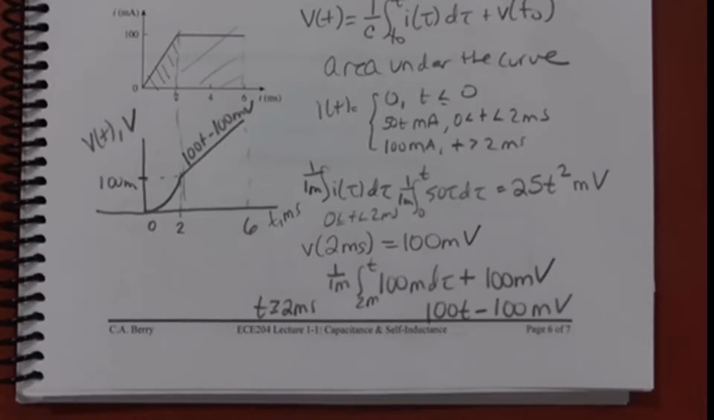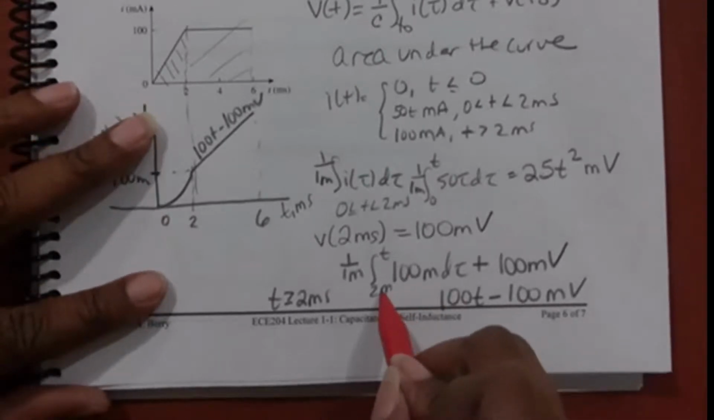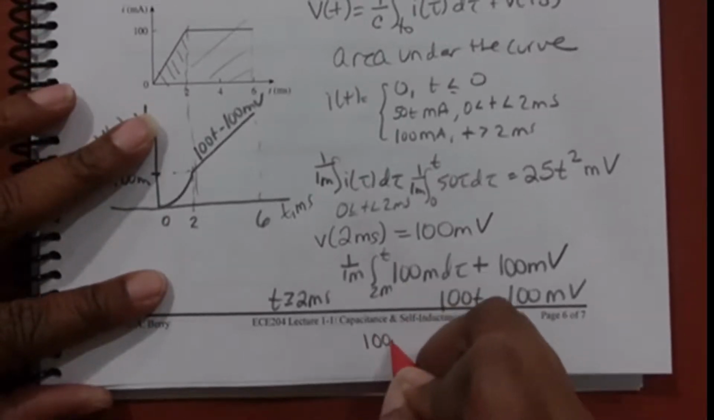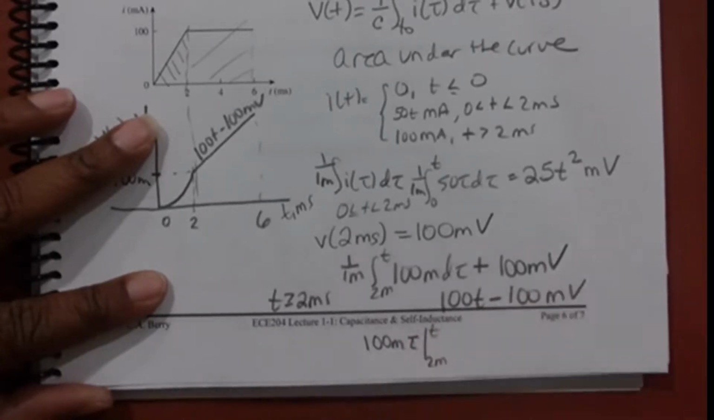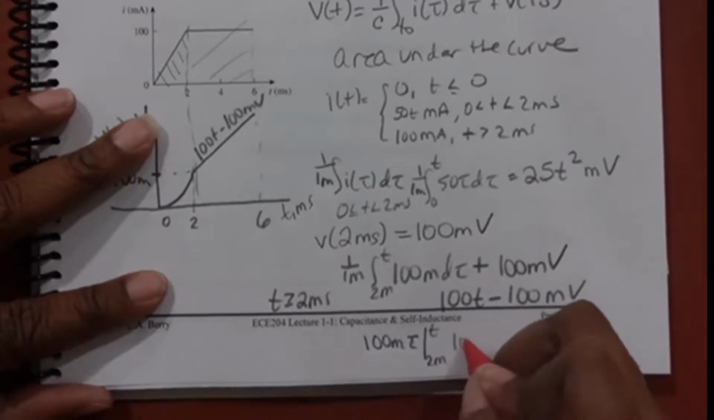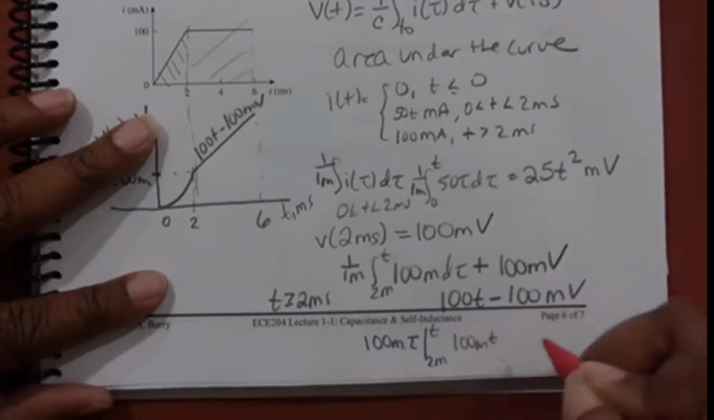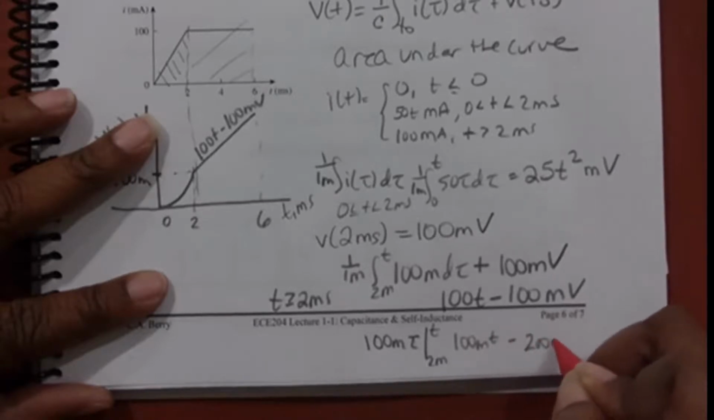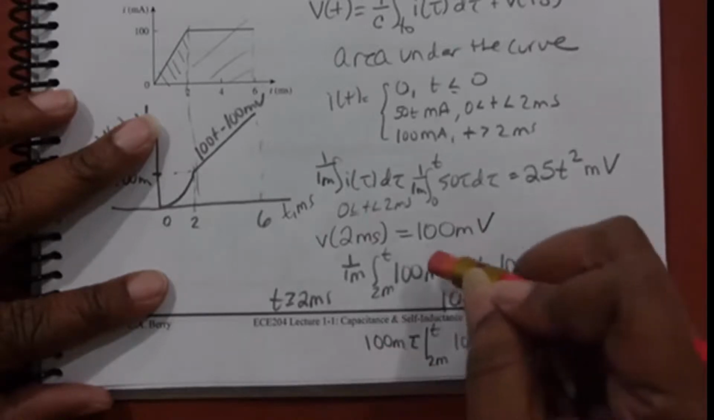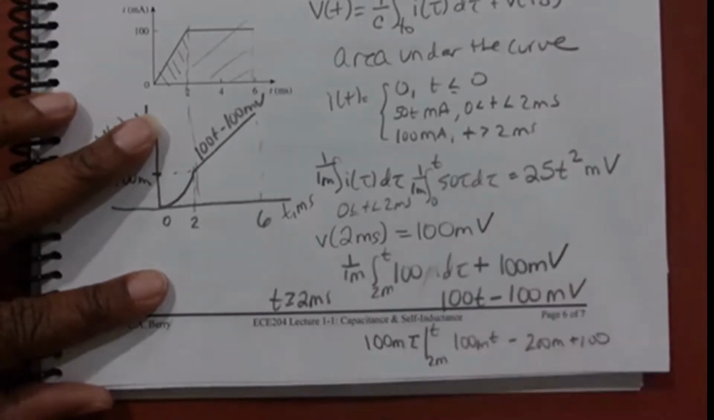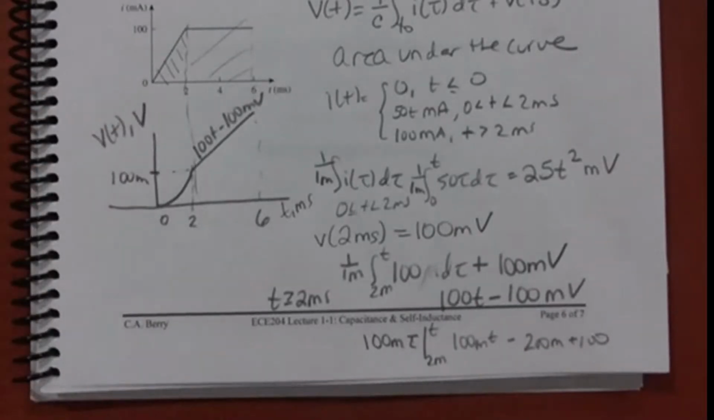Yes. Great question, Liz. So if I evaluate this, I get 100 milli tau evaluated from 2 milli to T. So when I substitute in, I get 100 milli T minus 200 milli. I think I have my multiplier wrong. Wait a minute. Is it minus? Plus 100. Yeah, that's what it is. You see that? And I think the milli should be there, though, because I think I'm milling twice. But it should be in millivolts.